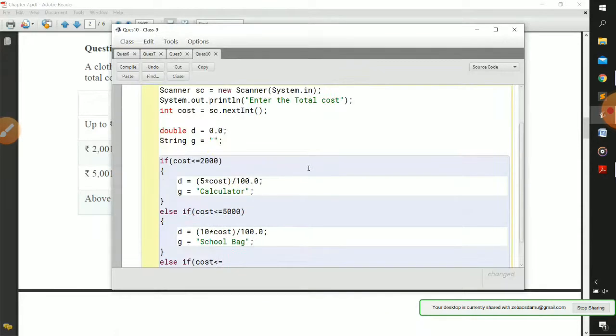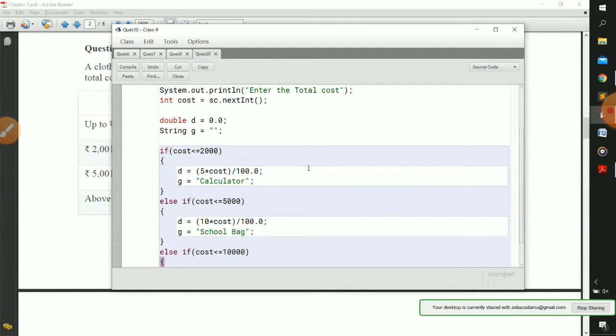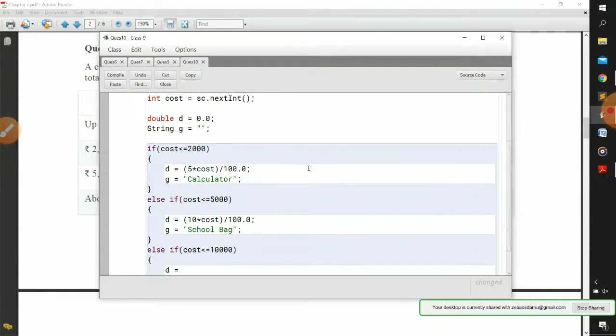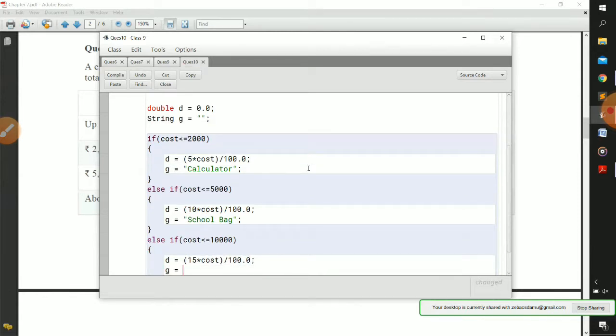10,000 rupees. So 10,000, no need to write down the comma, okay? So discount over here will be, I think it is 15%. Yes, 15% is the discount. So 15 into cost divide by 100.0, and the gift you are going to receive is the wristwatch.